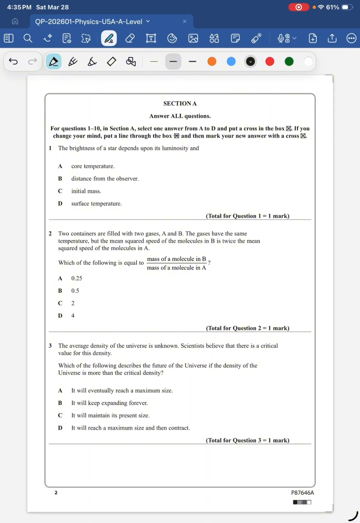The brightness of a star depends upon its luminosity, and you will be tempted to think that A is correct, the core temperature, but that's Stefan-Boltzmann's law about luminosity, so that's not the answer. The answer is B, the distance from the observer. So brightness is luminosity over 4 pi d squared, right? So this is what they mean by brightness. It's what is usually called intensity. Okay, so don't fall for it.